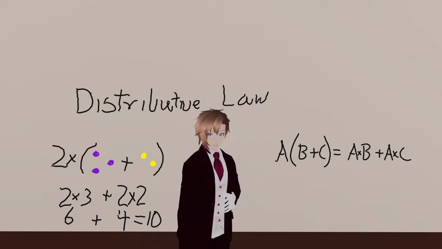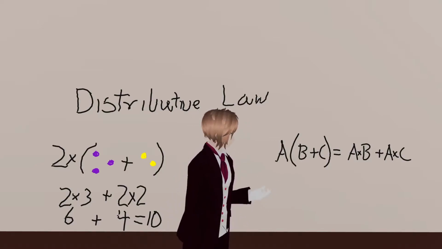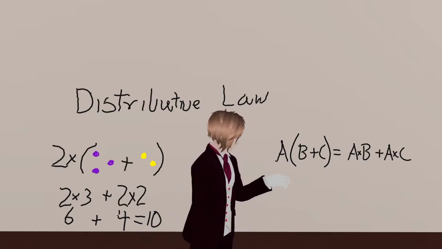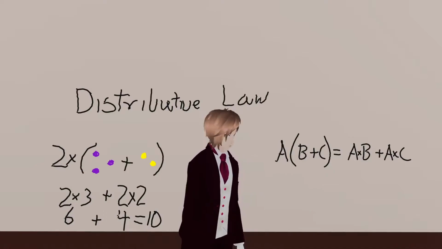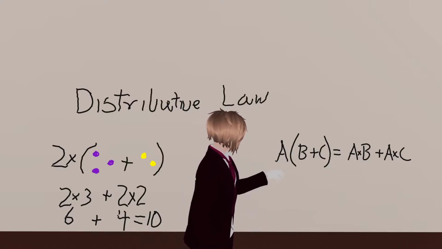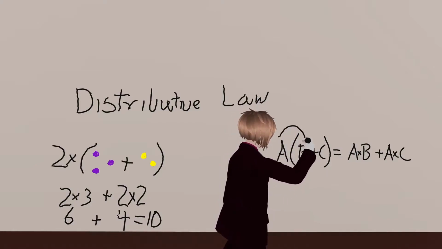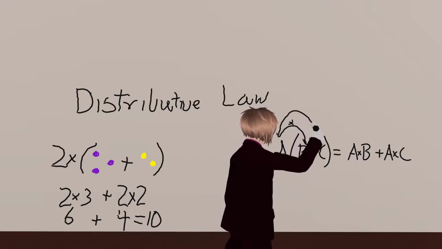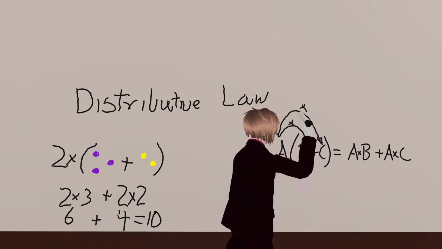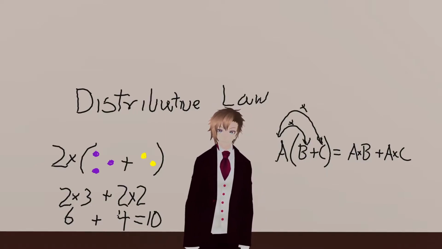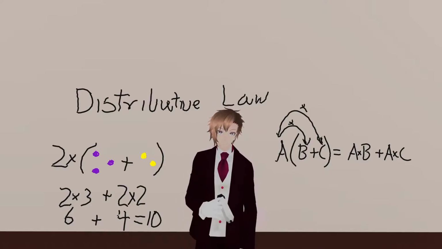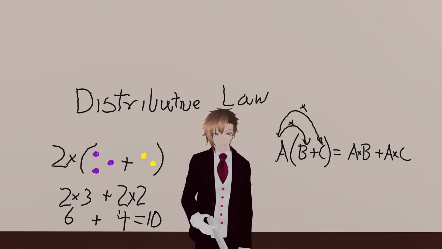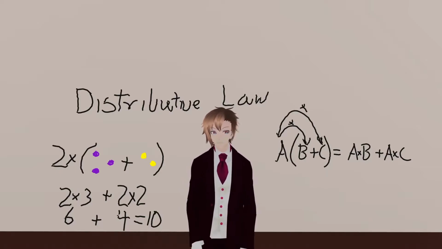Now over here, we have the general formula for the distributive law. We have A, B plus C. Instead of using dots, I'm using B and C. So we do A times B, and then we do A times C. So that's the general formula. So let's do a couple of examples using numbers to help better understand this distributive law.